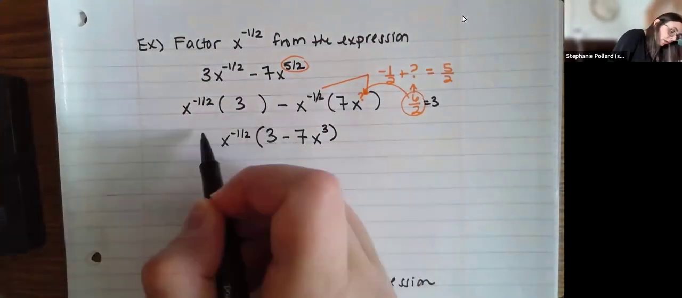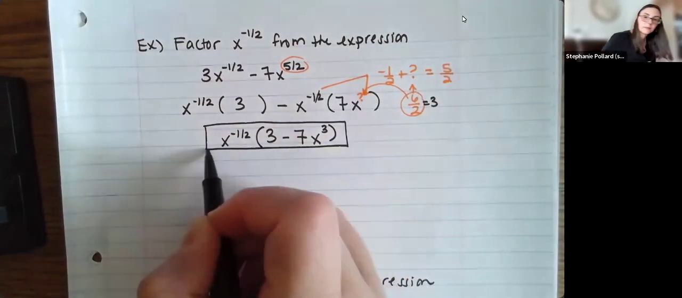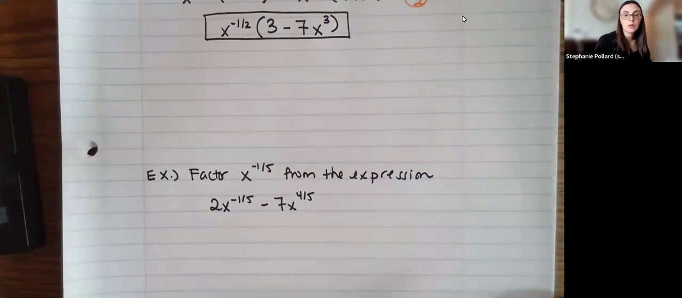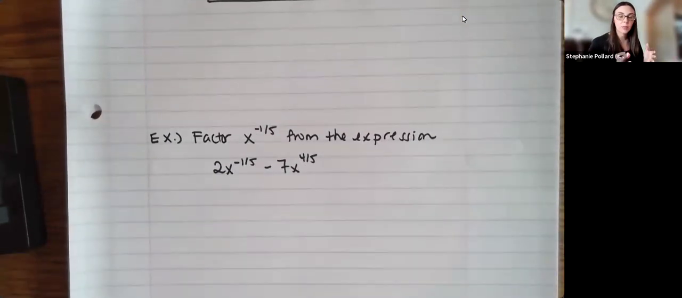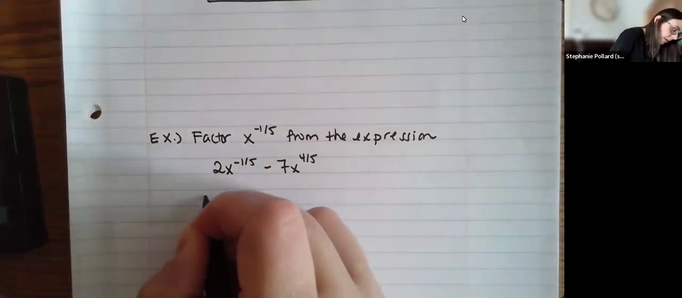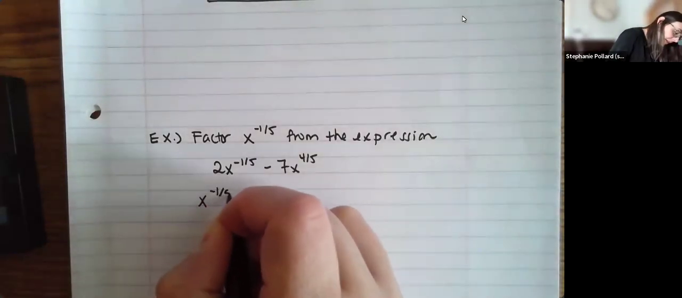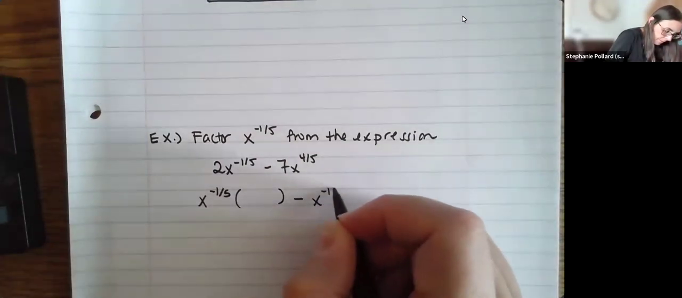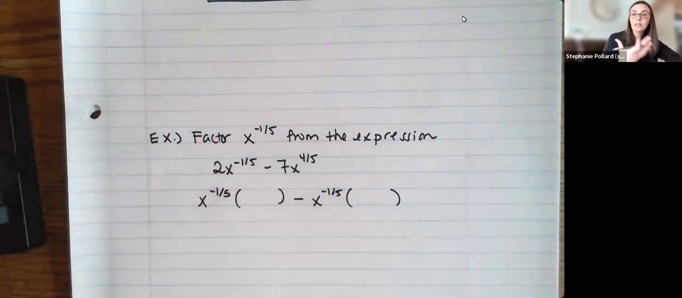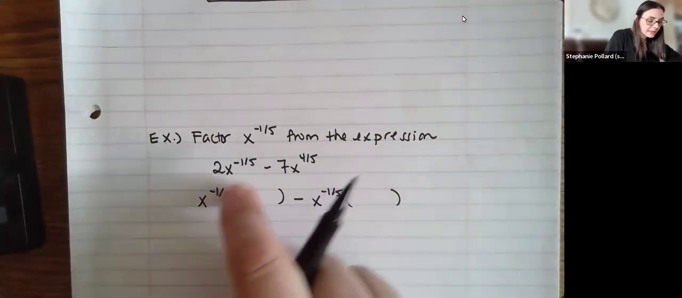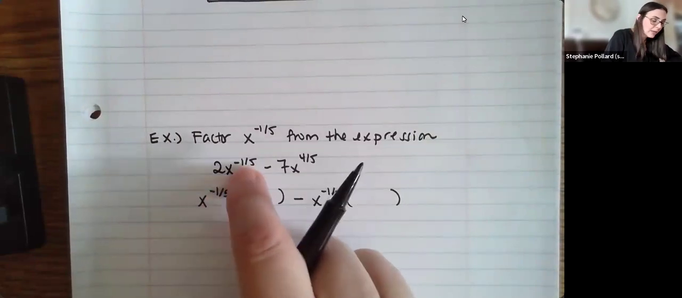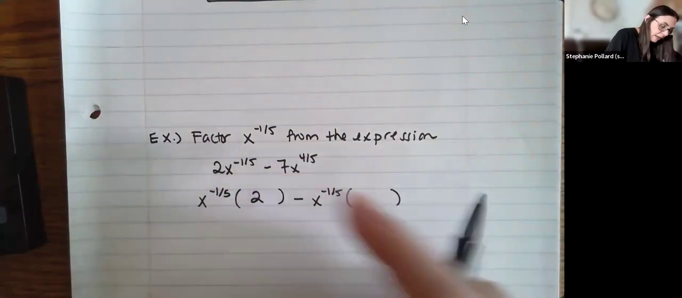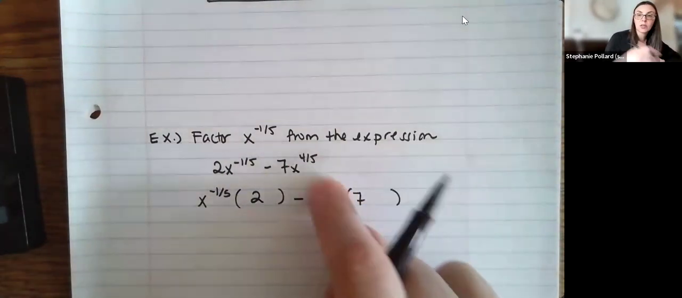And again, this is all we're going to do here. Let's do another one. So factor x to the -1/5 from the expression. Again, I'm going to do it in a few steps here. So I'm going to start by writing that x to the -1/5 first here. And then think about, well, okay, what's left over? Now, in the first case, because x to the -1/5 is already being taken out, I only have a 2 left. So that's the easier case. In the second position, I have a 7 left. And the x's are not the same. So there's going to be something left over there.